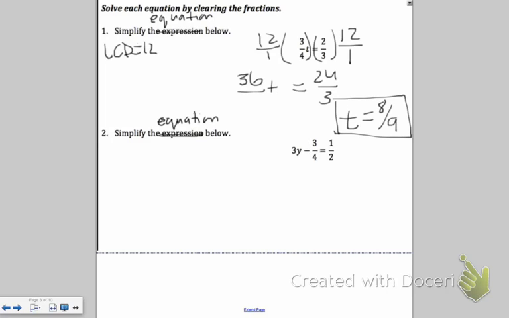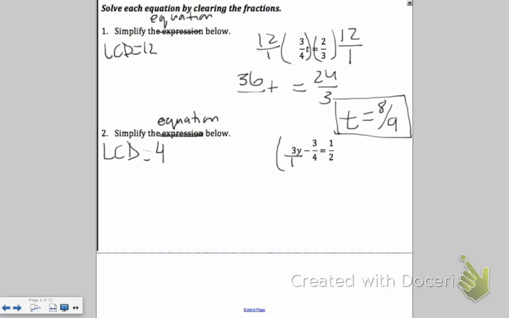So let's take a look at example 2. And if we have any terms that are not written as a fraction, we're going to go on ahead and write them as a fraction. So 3 over 1 times y. The least common denominator in this case, or the least common multiple of 1, 4, and 2 is 4.